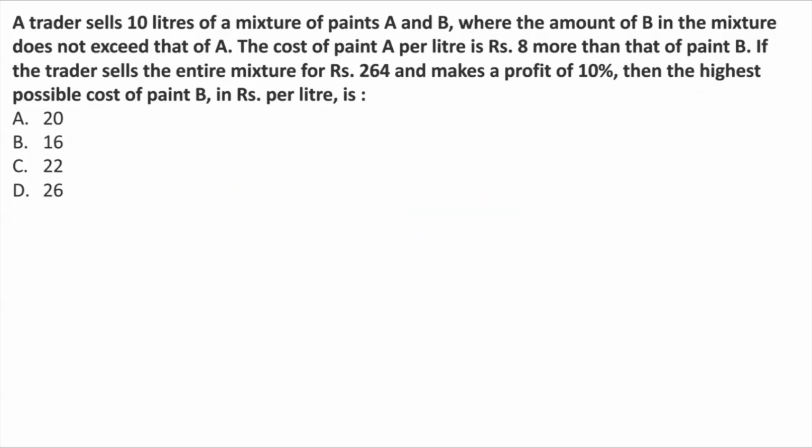A trader sells 10 liters of a mixture of paints A and B, where the amount of B in the mixture does not exceed that of A. Does not exceed, right? Meaning the quantity of B is either less than or equal to the quantity of A. And the total quantity is 10 liters. So quantity of A plus the quantity of B should be 10 liters.